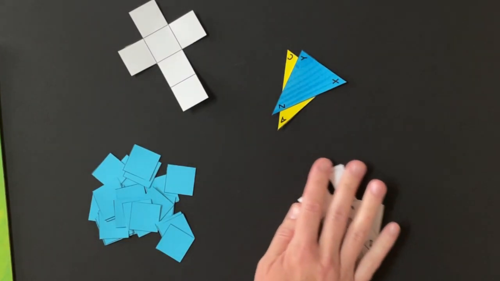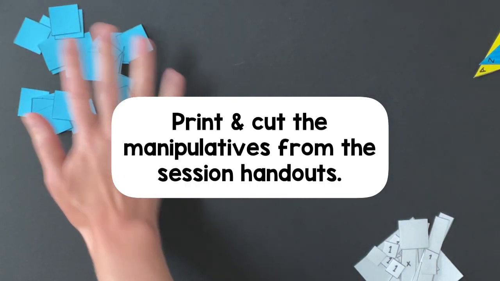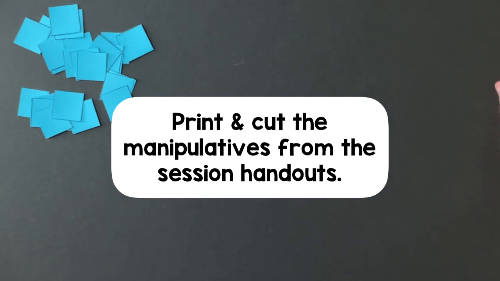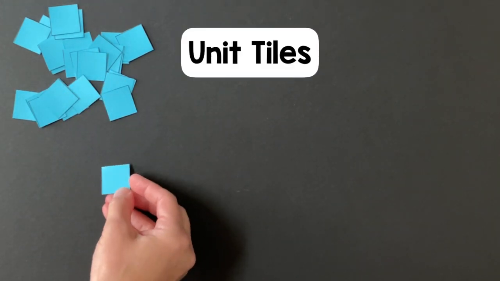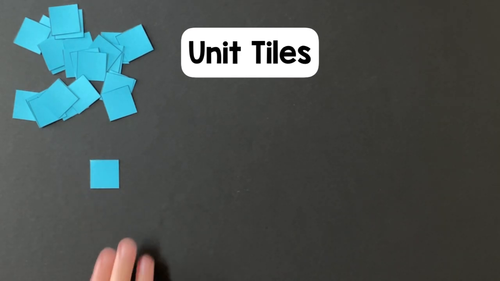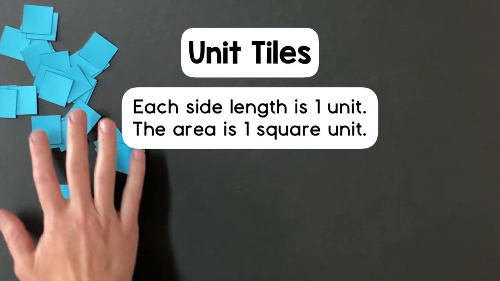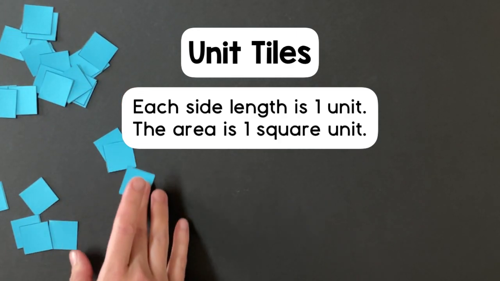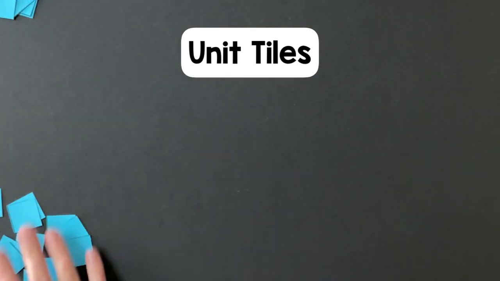Okay, be sure you have printed and cut out the manipulatives from the handout. I think you will get so much more out of this session if you play along with the prompts as we go. You don't have to use colorful paper here, any color will do. We're going to start out with these unit tiles, and I think it's important to discuss what we are representing here. With the unit tiles, each dimension is one unit and the square is one square unit. We can use these for lots of different applications, but we're going to look at factors today.